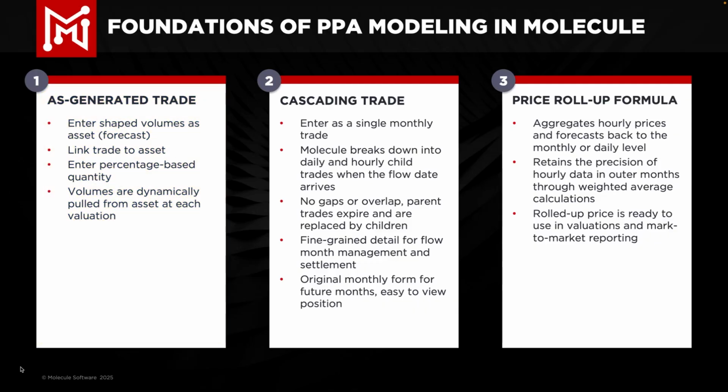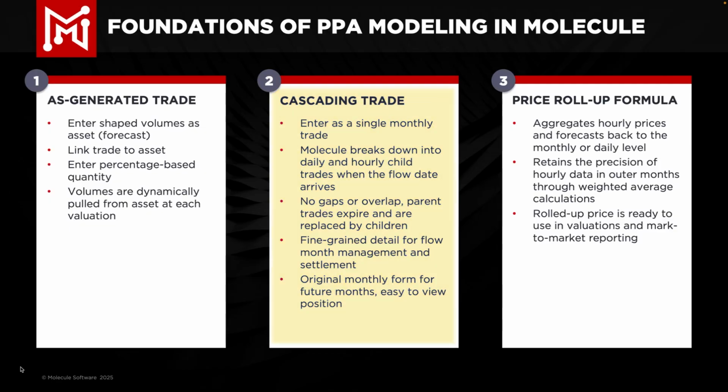Our second feature that we use in PPA modeling is the cascading trade. In this case, you enter it as a single monthly trade, and the system breaks it down into daily and hourly child trades when the flow date arrives. We have no gaps or overlap because the parent trades expire and are promptly replaced by the children and then by the grandchildren. You maintain fine-grained detail in your flow month so that you can manage and settle the trades, but the outer months stay in the original monthly form so that it's easy to view and manage your risk position.